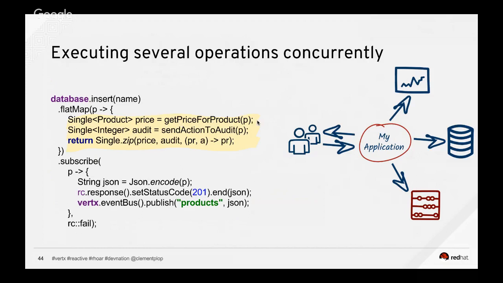I get the price from product. That's a single. It doesn't do anything. Nobody's subscribed to it. That's my action to send the action to the audit system. Again, it does nothing. Then I zip both streams, meaning that when both are done, I will continue. That's a stream, and then I subscribe on it, and everything will be executed. Both interactions happen in an asynchronous way in parallel, well, concurrently. So it's pretty cool because you don't have to think about threads and so on. Everything is there and works perfectly well.